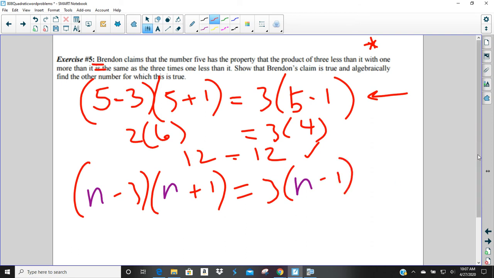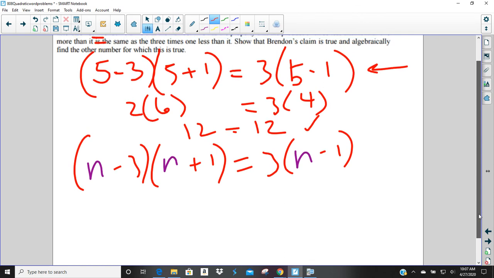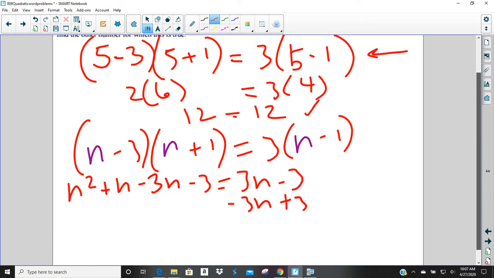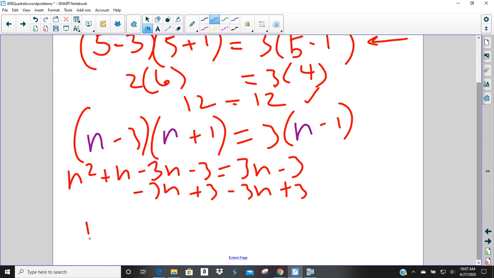So now let's do the math, and let's see what the other number is that makes this true. So we distribute, we're going to do foiling. We do n squared plus n minus 3n minus 3, and that equals 3n minus 3. So let's get everything over to one side. We're going to subtract the 3n. We're going to add the 3n. We're left with n squared, negative 6n plus n is negative 5n equals 0.